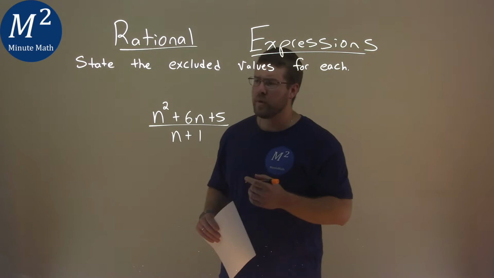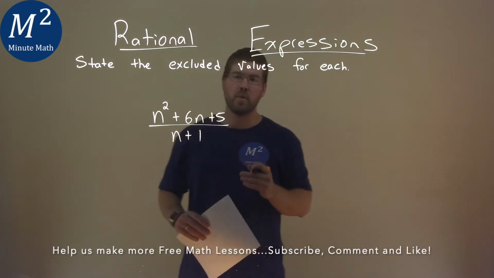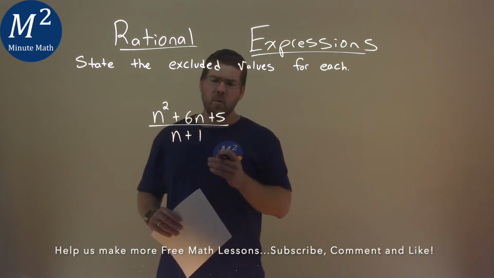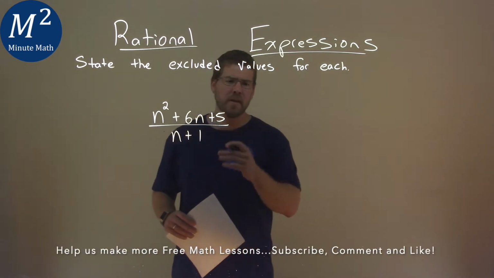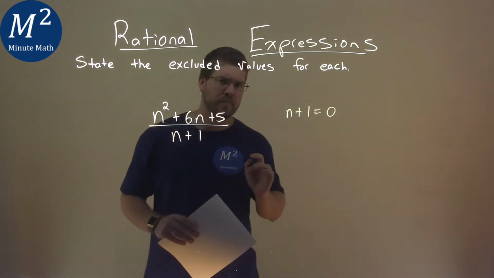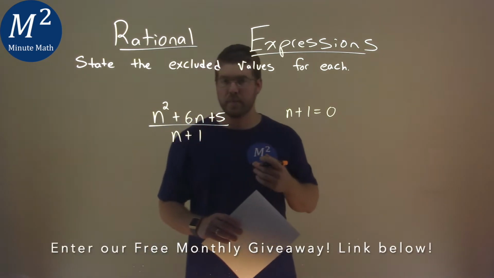We're given this problem right here, n squared plus 6n plus 5 over n plus 1, and we need to state the excluded values here. Well, what am I looking for? I want to take my denominator, my n plus 1, and I'm going to set it to 0, because we want to find what value makes this denominator equal to 0.